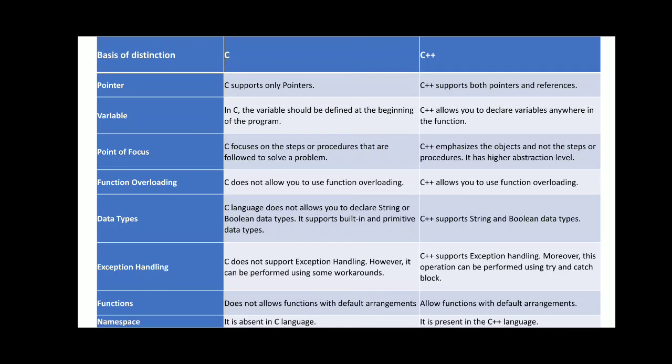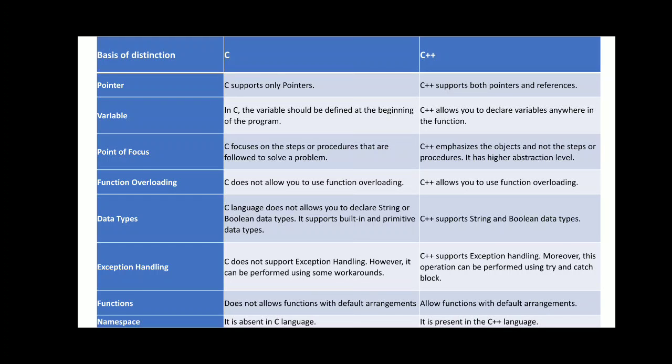Data types: the C language does not allow declaring string or boolean data types. It supports built-in primitive data types, whereas C++ supports string as well as boolean data types both. Exception handling: C does not support any exception handling. There is no such thing as try, catch and throw. However, C++ supports exception handling, like the try and catch block.